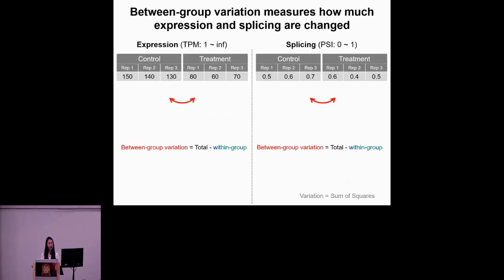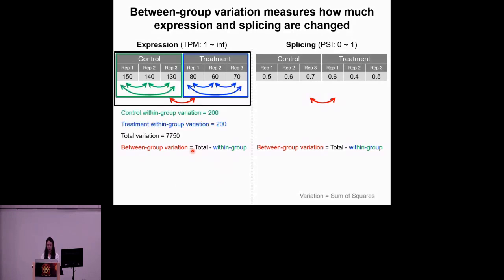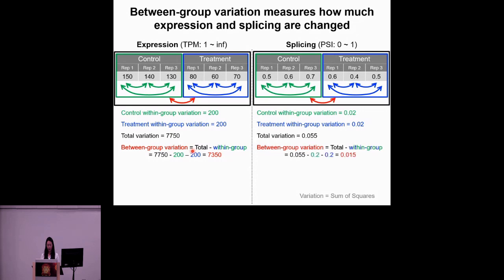So to calculate the expression and splicing changes, we first aim to calculate the between group variation of control and treatment group, labeled in red. The between group variation can be calculated by subtracting the within group variation from the total variation. By doing so, we remove the noise between the replicates. Within group variation is calculated in green or blue, and total variation is calculated in black here. And we can do the same analysis for the splicing part.